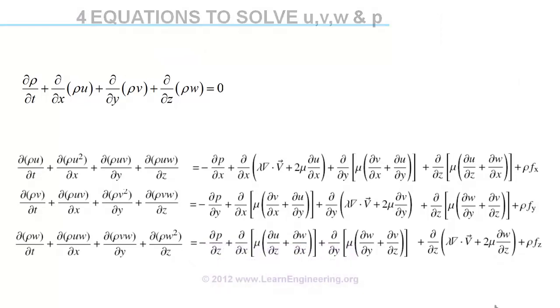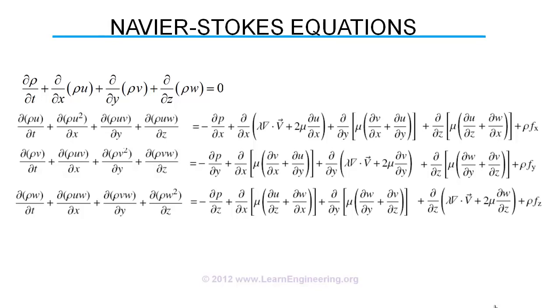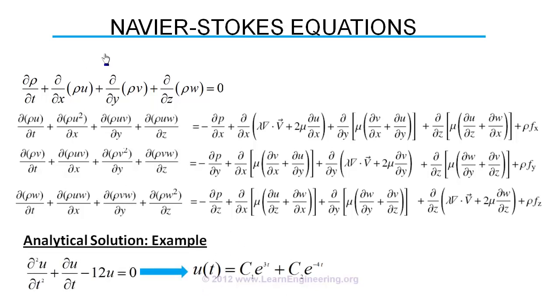All these equations together are known as the famous Navier-Stokes equations. And if you can solve these four equations, you can find out the four unknowns. But, an analytical solution like this does not exist for NS equations, because these are highly nonlinear, coupled, partial differential equations.